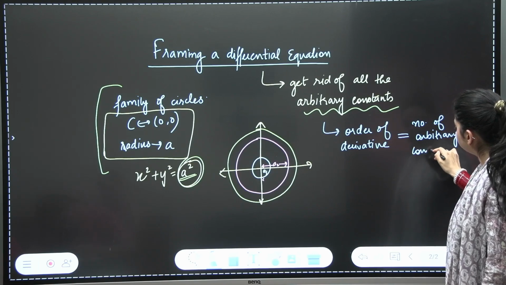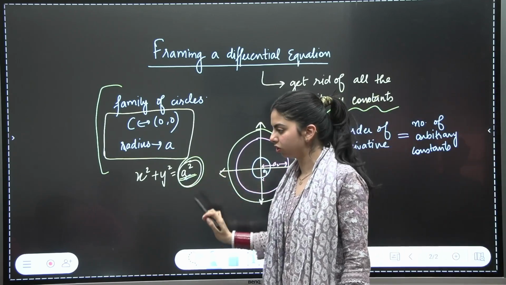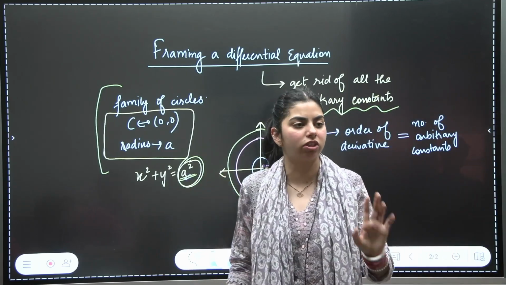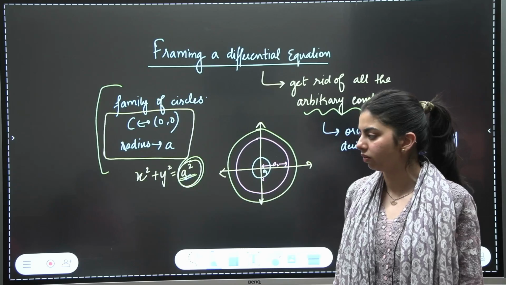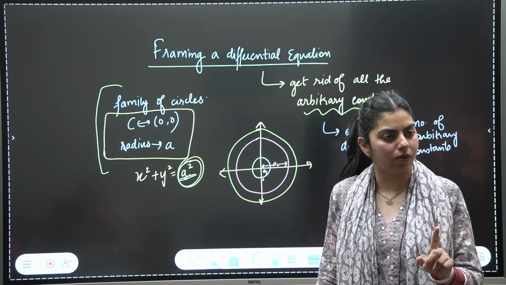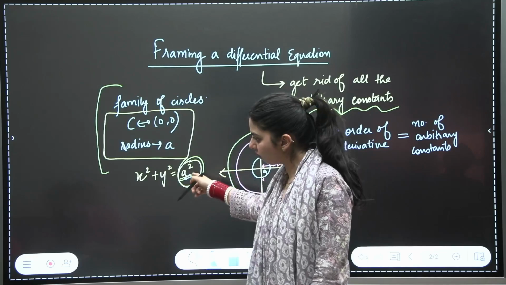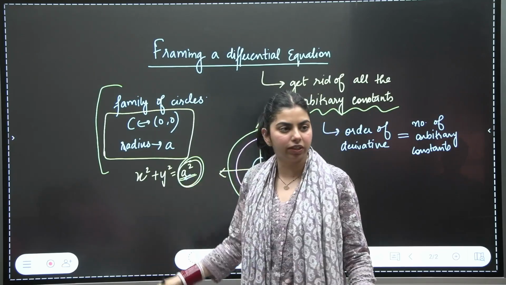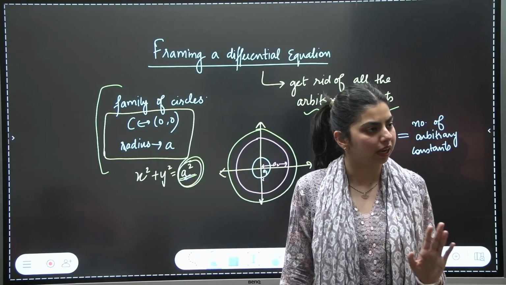That simply means that whatever the number of constants you have, you can only differentiate that many times. Now here in this question, how many constants do I have? One. So how many times can I differentiate this equation? Only once. So this is the idea. I want to get rid of A. I have to eliminate this A, but at the same time I can only differentiate once. Is this clear to all?